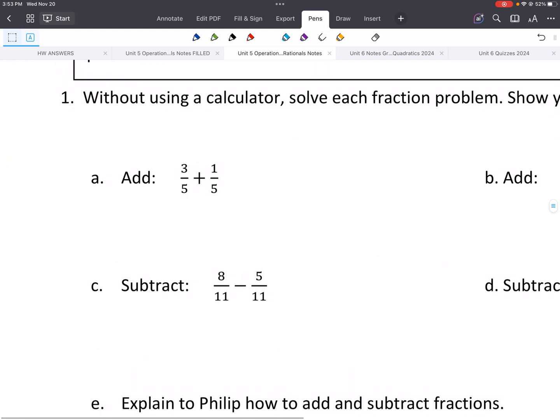When we add fractions, again, we have to have a common denominator. So for this first example, A, they already have a common denominator. So when we add, we're just going to add their numerators. So we would get 4/5. Again, we have 3/5, and we're going to add 1/5. The denominator stays the same when we add, okay? But they do need to be the same.